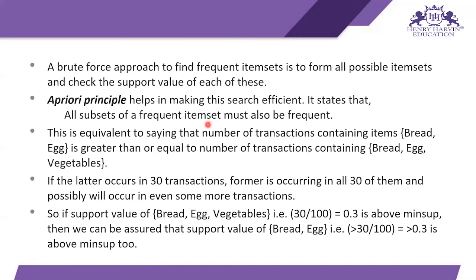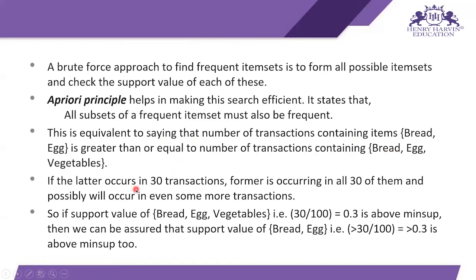But if we apply the apriori principle, it is an efficient way to find the item sets which are bought frequently. It says that if we have a frequent item set having n items, then the subsets of that frequent item set must also be frequent. This is equivalent to saying that the number of transactions containing bread and egg is greater than or equal to the number of transactions containing bread, egg and vegetables.